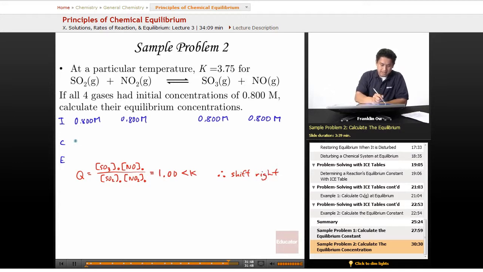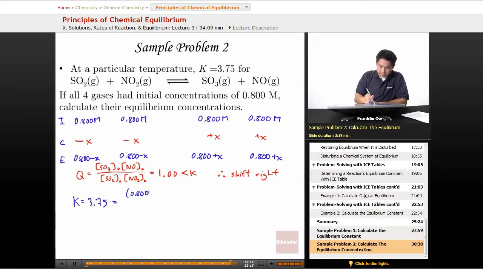Therefore, the sign that goes here is going to be minus X. This is minus X. This is plus X. This is plus X. And so we're going to get 0.800 minus X. 0.800 minus X. This is going to be 0.800 plus X. This is going to be 0.800 plus X, everybody. So K is equal to 3.75, and that's equal to 0.800 plus X squared divided by 0.800 minus X squared.